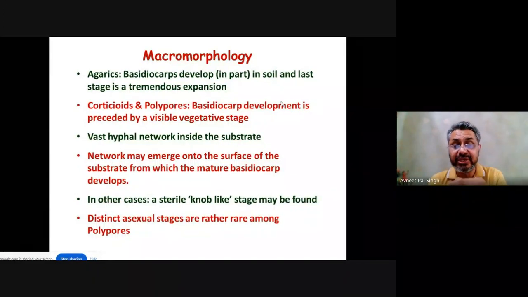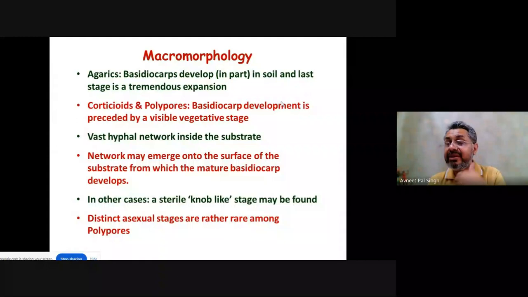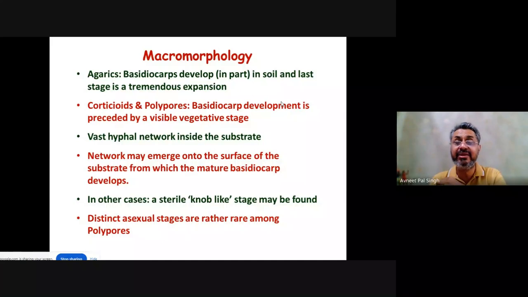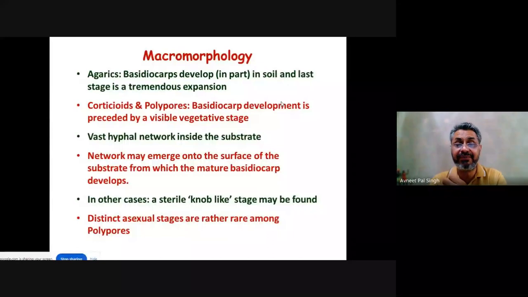Even if you just remove the bark, you can observe the hyphal network on the substrate. Even if you cut a transverse section, you can note how the hyphal network has penetrated into that substrate. After that penetration, then towards the end of their growing season, the network will emerge on the surface, and from that surface the mature basidiocarp will develop.